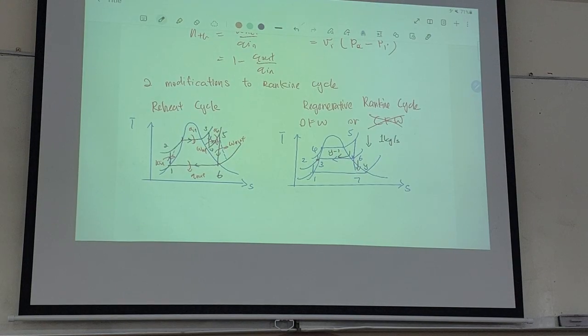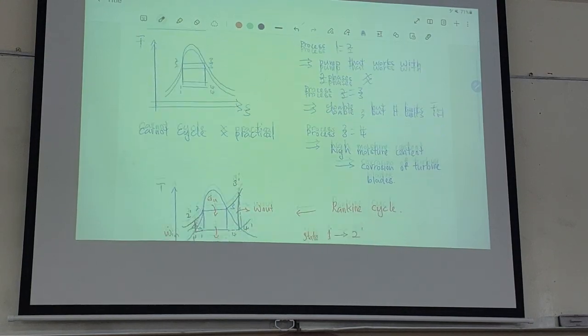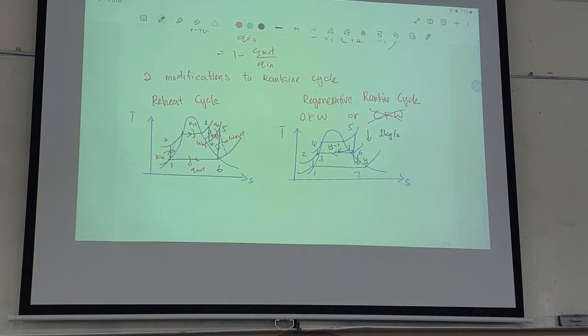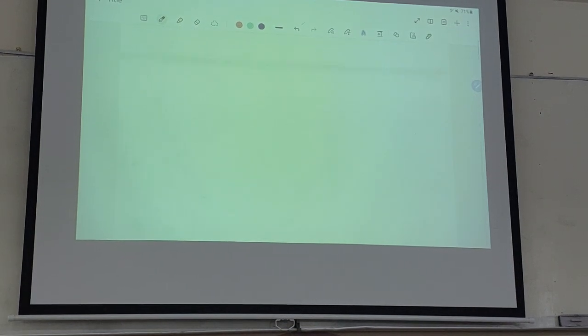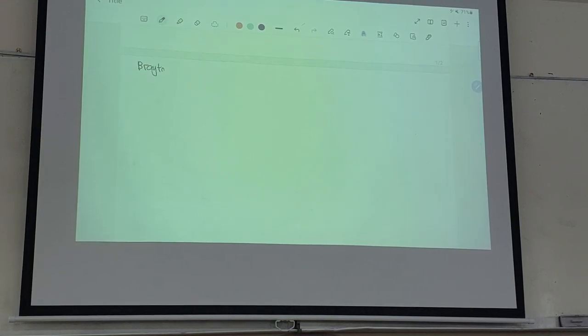Okay, then we go to chapter 2. Chapter 1 pretty much is all this. So, chapter 2, we have the Brayton cycle, which is also a gas power cycle. For this Brayton cycle, we make the air standard assumption.